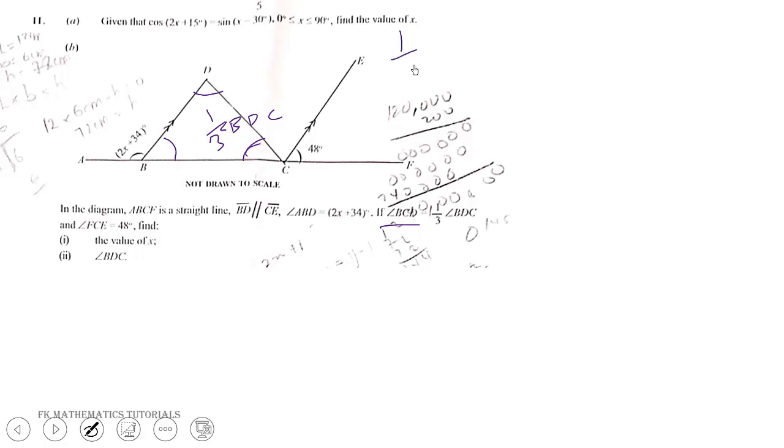So 1/3 angle BDC plus the angle BDC itself plus this angle here. So 2x plus 34 will give us that angle. So sorry, this angle here is equal to this angle, which is 48. So 48 plus 48 should be equal to 180 degrees. So 1/3 plus 1 will give you 4/3.